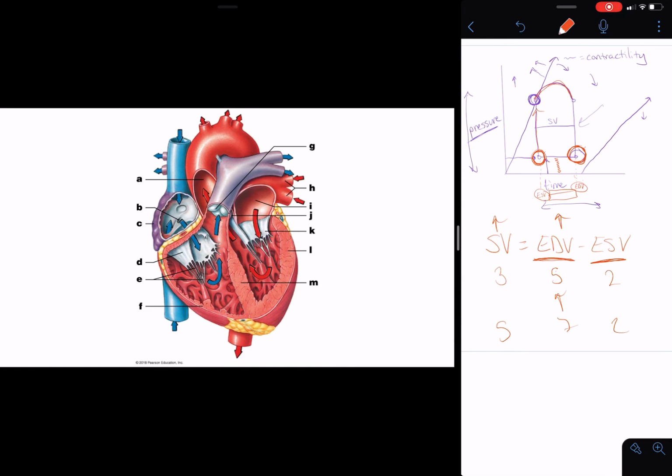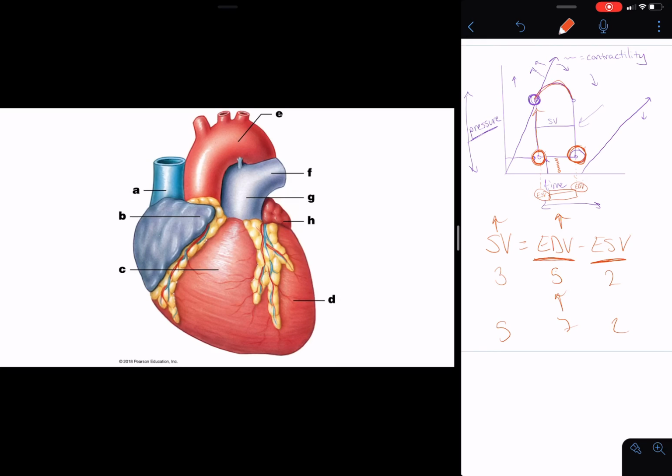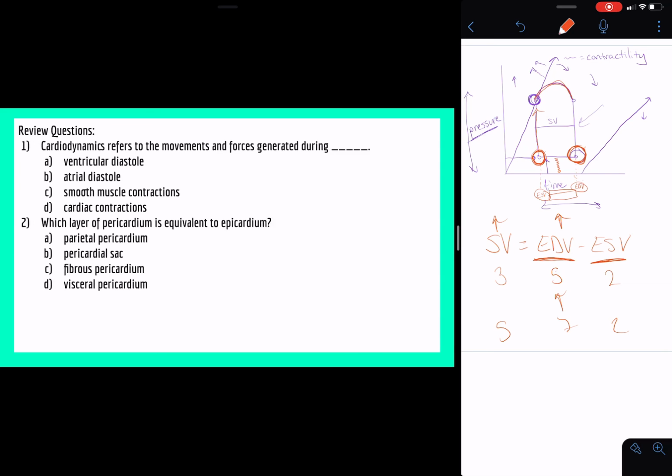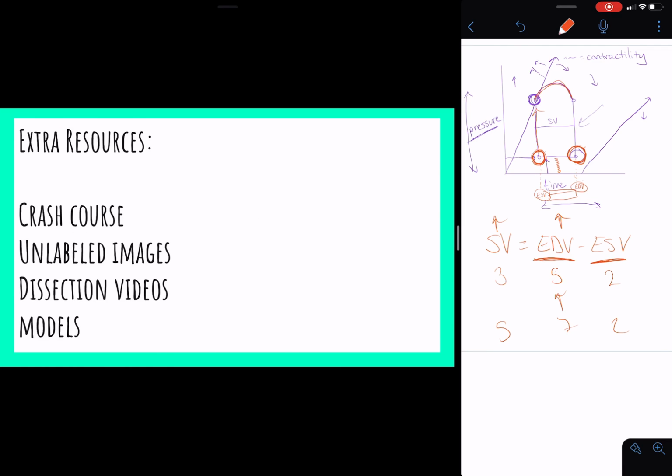At the end of this chapter, we also have some identification pictures here. This is just meant for help and for practice. You can love them, hate them, use them, not use them, whatever you'd like. And then extra resources I always list at the end here will include, I already included some crash course videos in D2L, the unlabeled images here, and then following we have some review questions in case you'd like to use these as well. But all optional, totally up to you and whatever you need.